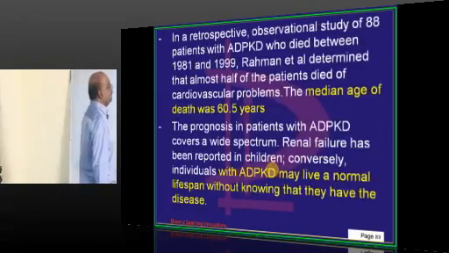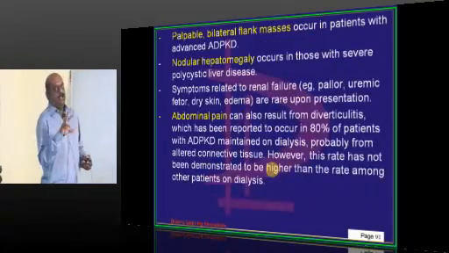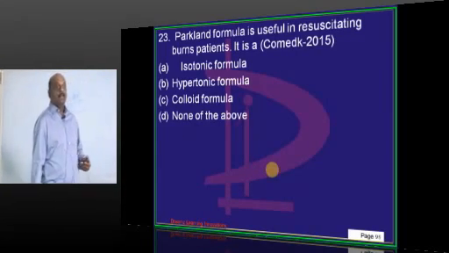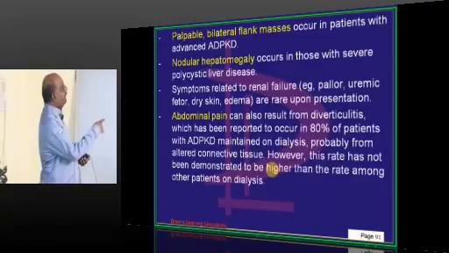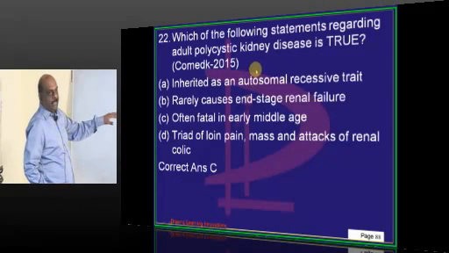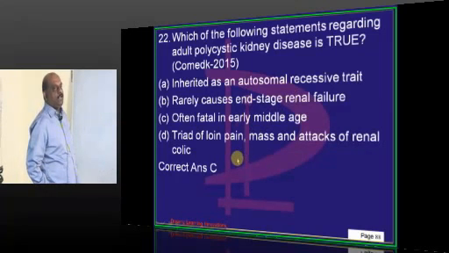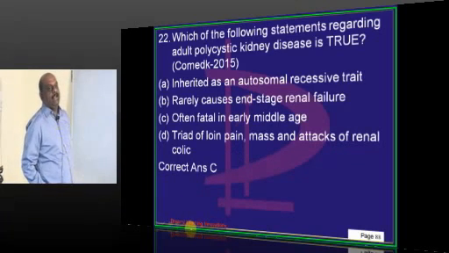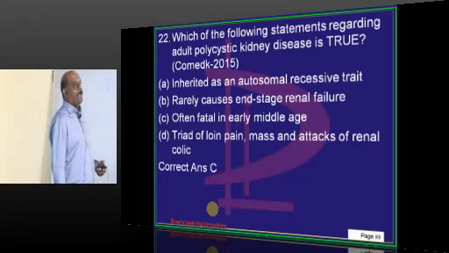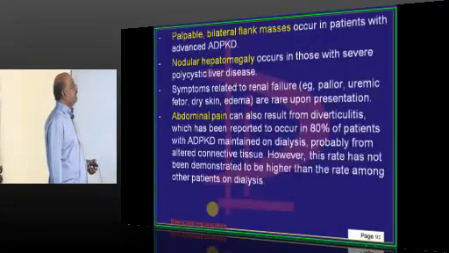AD PKD. So the median age of death is generally around 60.5 years. I am hoping the examiner may change that answer. But among the other options, you have the triad of features: loin pain, mass, and attacks of renal colic. Nephrolithiasis is common in those people. So D should be the ideal answer. That's right. Hematuria will also be there.